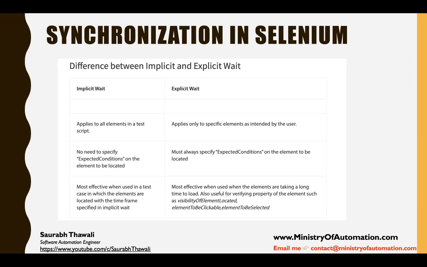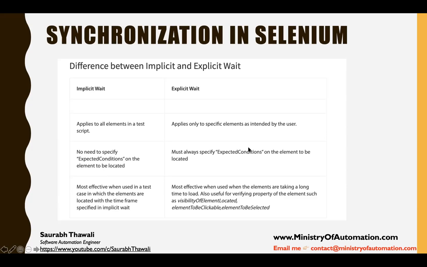Implicit wait is applicable to all the elements in the test script. Explicit wait is applicable only to the specific element as intended by the user, because that's what we say explicitly for these elements. There is no need to specify an expected condition on the elements to be located, because it is applicable to all of them. If I'm not able to find the element on the first attempt, I will keep checking the entire DOM until the maximum threshold, like 30 seconds, whatever maximum you give. So I'll keep on checking.